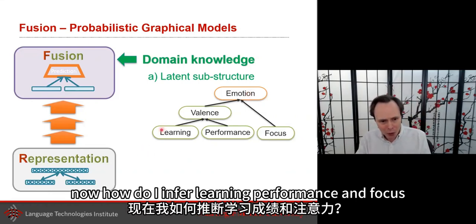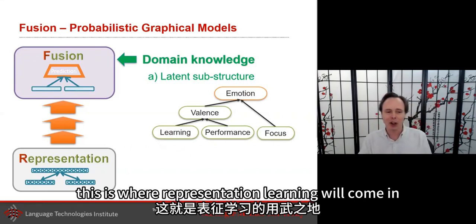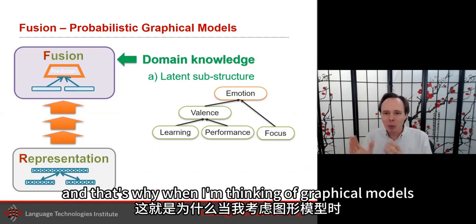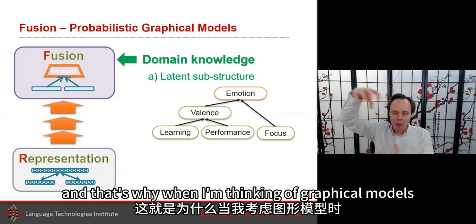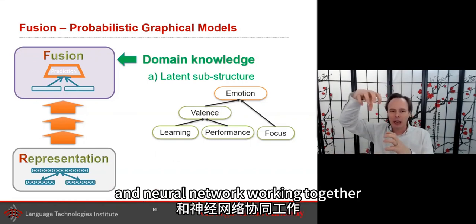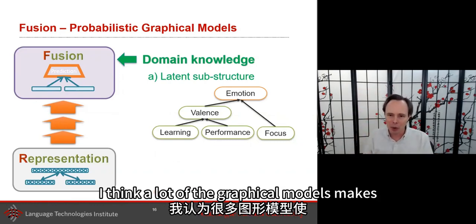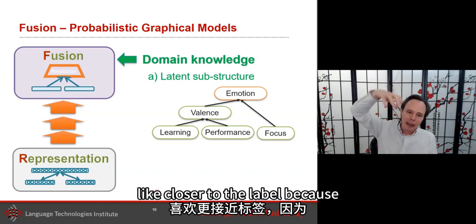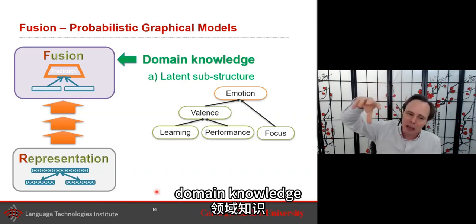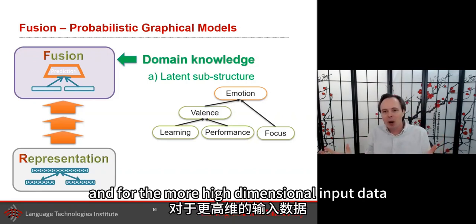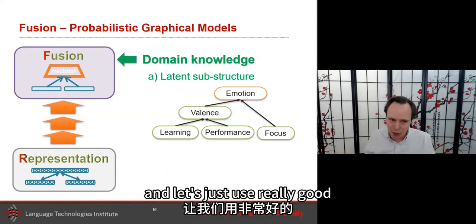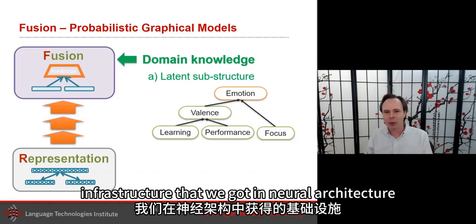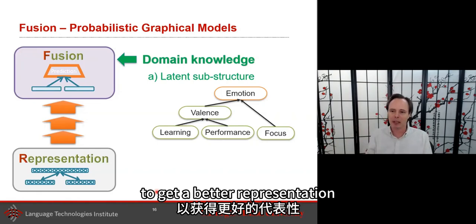Now, how do I infer learning, performance, and focus? This is where representation learning comes in. And that's why, when I'm thinking of graphical models and neural networks working together, I think the graphical models make more sense on the later part, closer to the label, because that's where you would like to put the domain knowledge. And for the more high dimensional input data, let's be data driven and use the really good infrastructure we have in neural architectures to get a better representation.